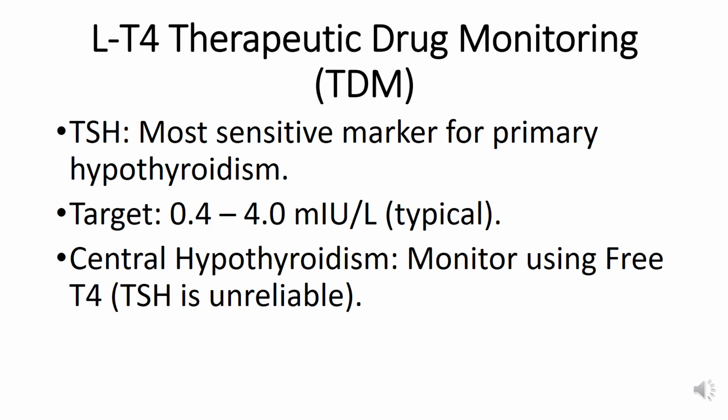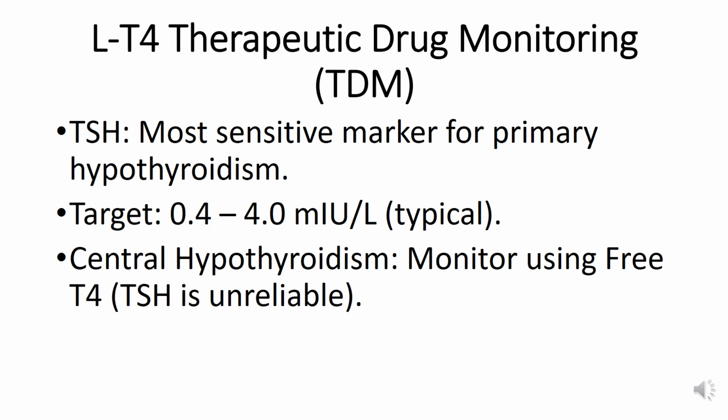In most adults receiving treatment for primary hypothyroidism, the typical target thyroid-stimulating hormone range is approximately 0.4 to 4 milli-international units per liter. When thyroid-stimulating hormone falls within this range, it generally suggests that thyroid hormone replacement is appropriate and that the body's hormonal balance has been restored.